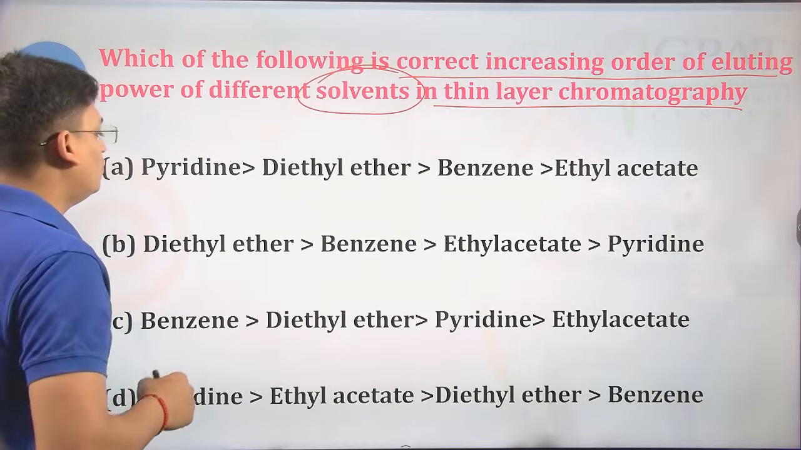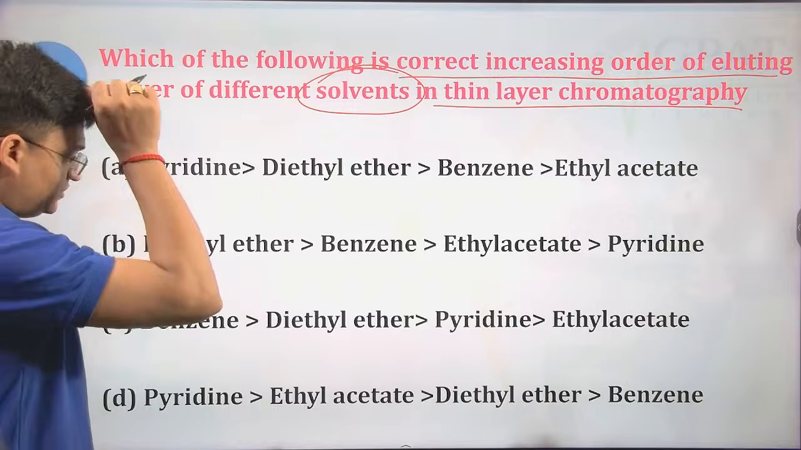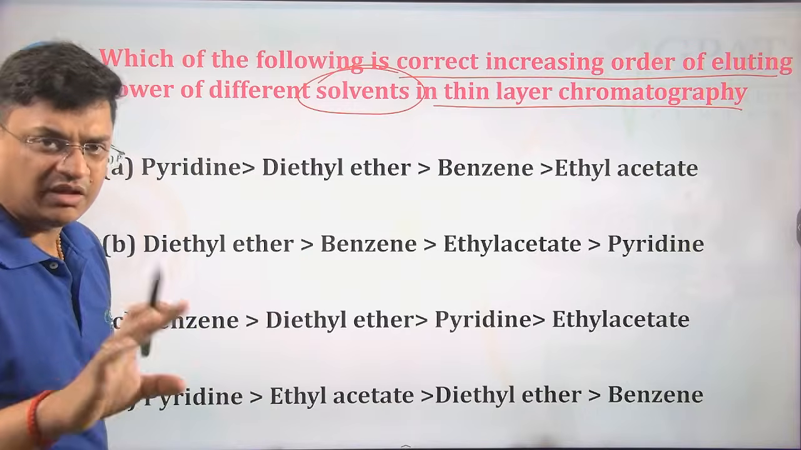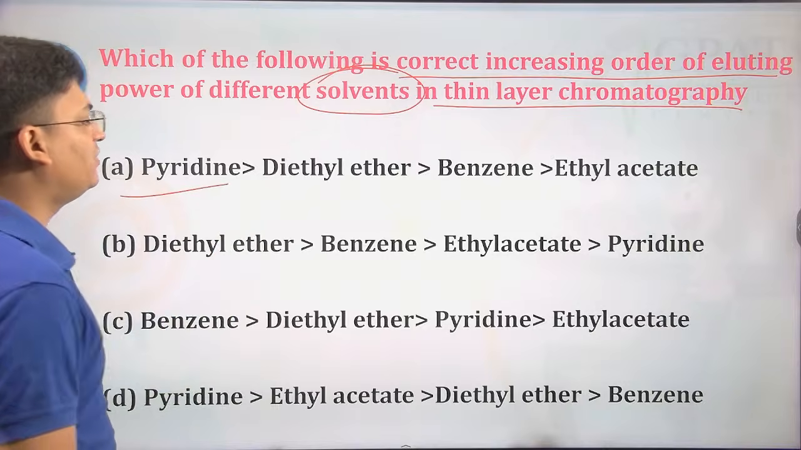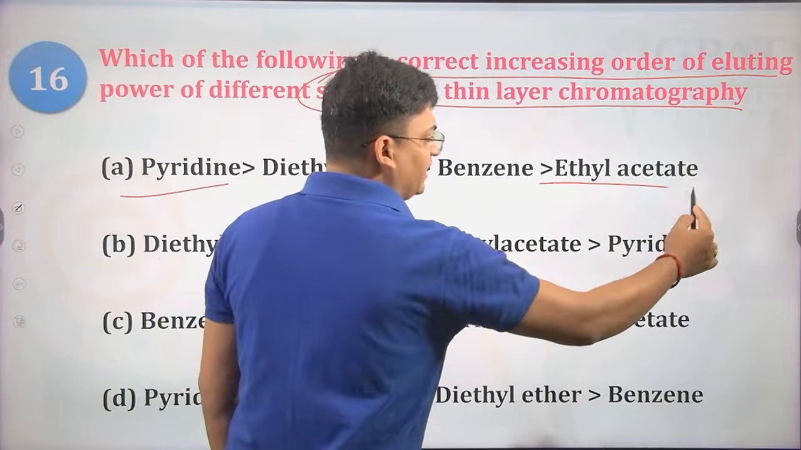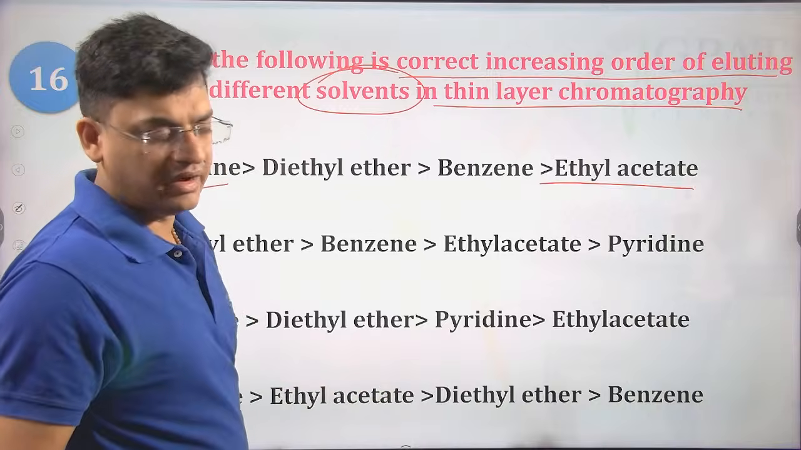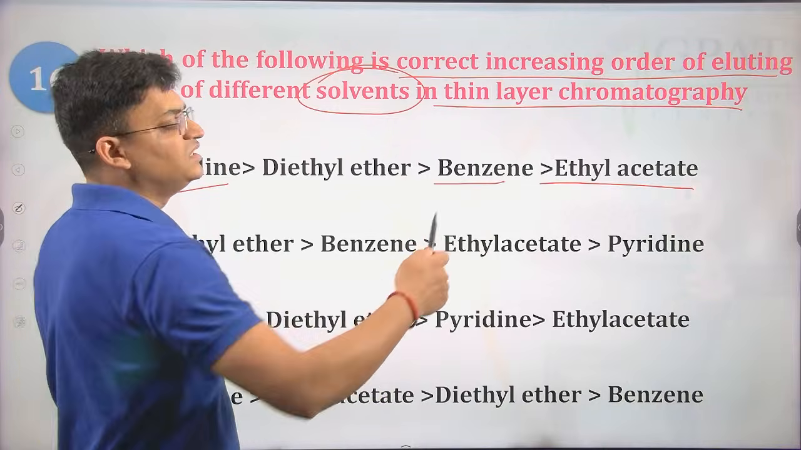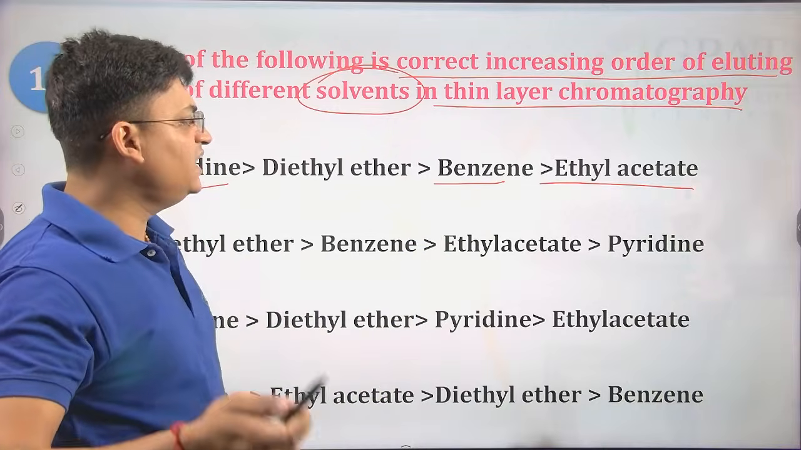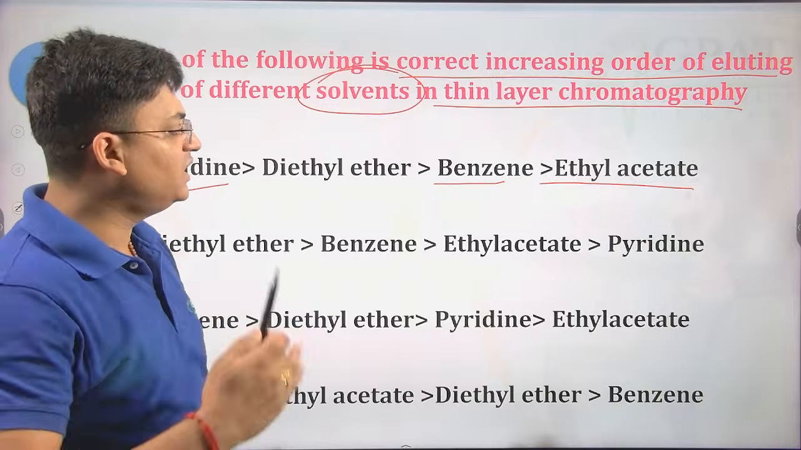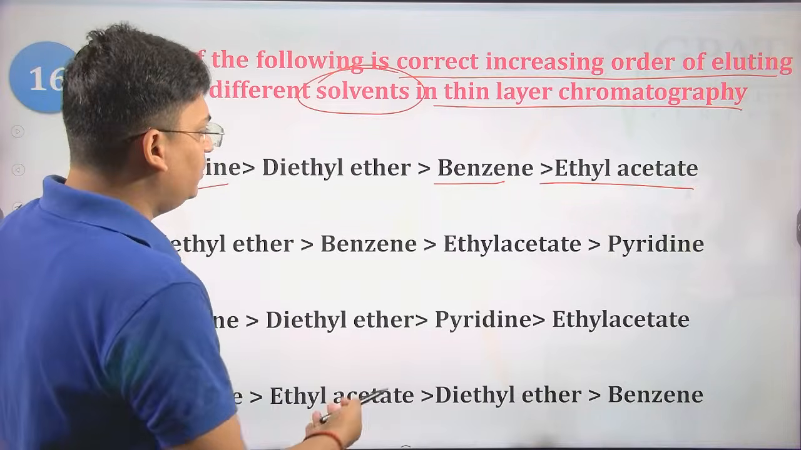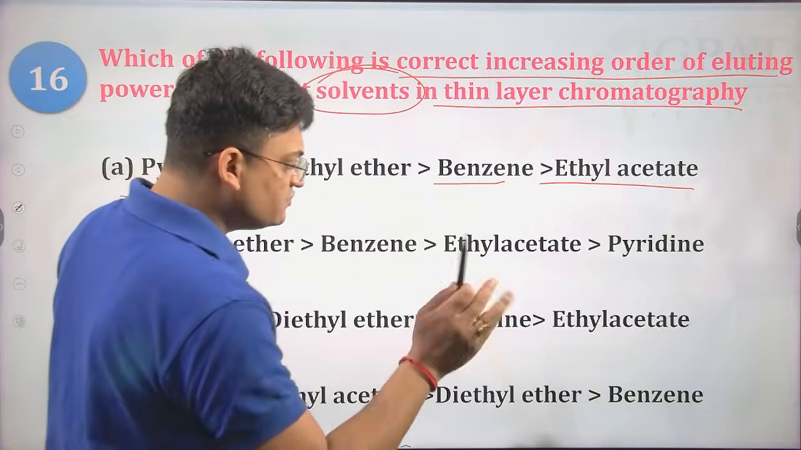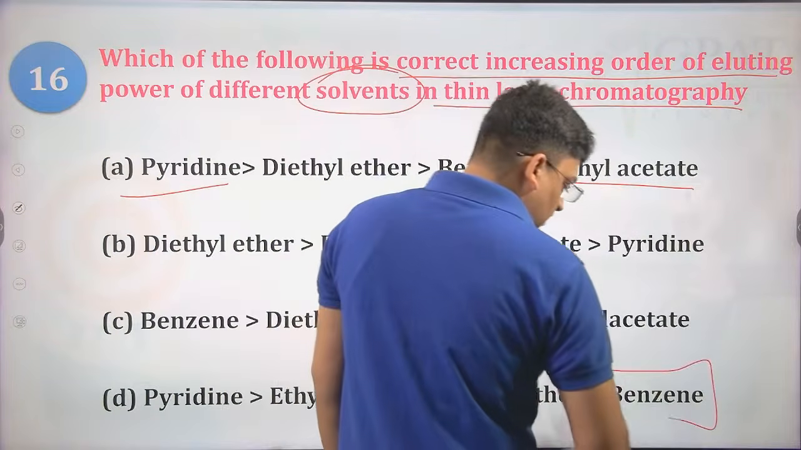All right. So we are having what? Pyridine. Yes, pyridine is having the highest eluting power. Why? Because of the highest polarity. So pyridine is correct here. But look, here we are having ethyl acetate, high polarity. Okay, and benzene is nearly non-polar. So benzene, because of being non-polar, must have the least eluting power. So in only one case can we have benzene as the last.